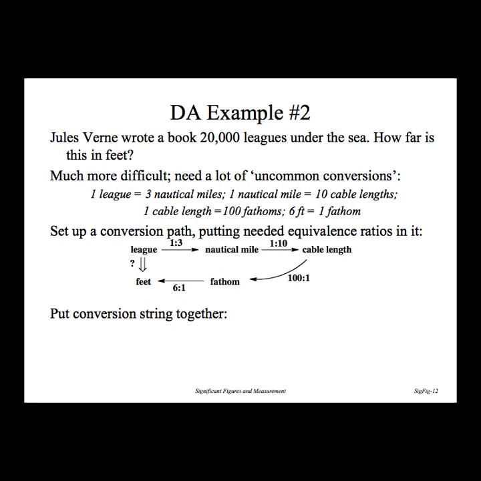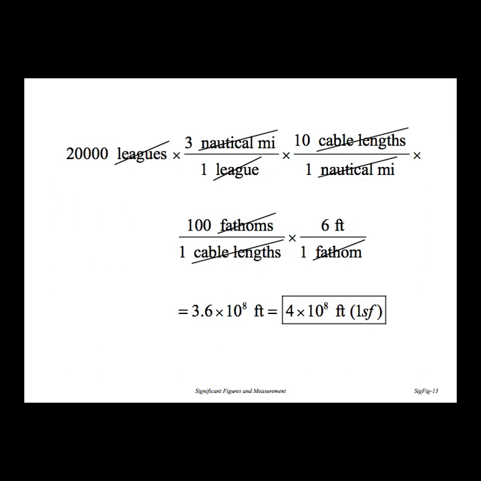It's important to set these things up like this. Remember, something in a numerator can only cancel something in a denominator. Something in a denominator can cancel only something in a numerator. Two numerators when multiplied together, or two denominators when multiplied together, do not cancel. So you've got to be very careful in these circumstances.